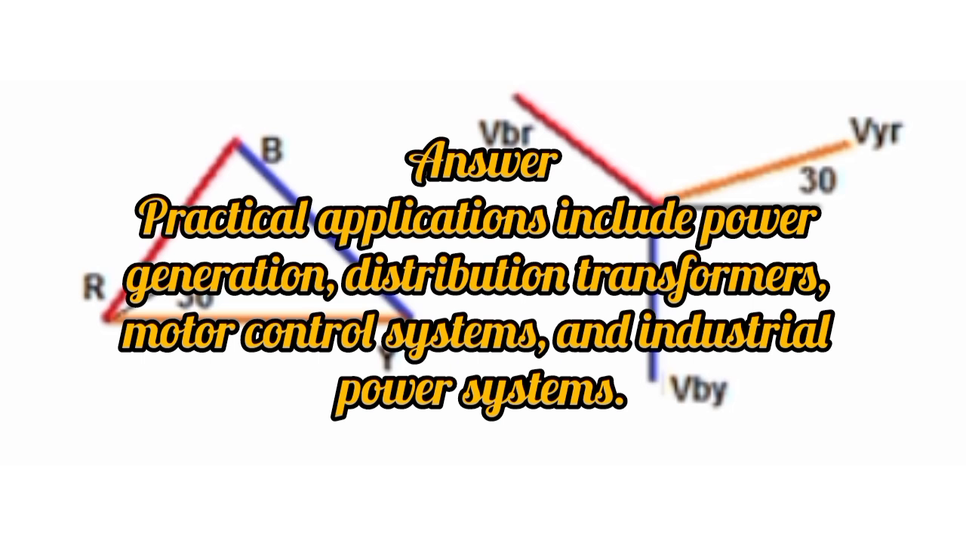Question 11. What are some practical applications of star and delta configurations in electrical engineering? Answer. Practical applications include power generation, distribution transformers, motor control systems, and industrial power systems.